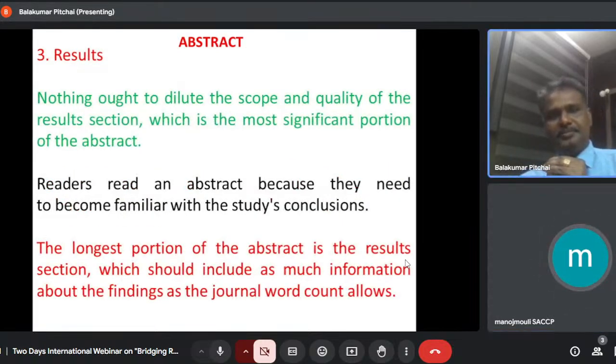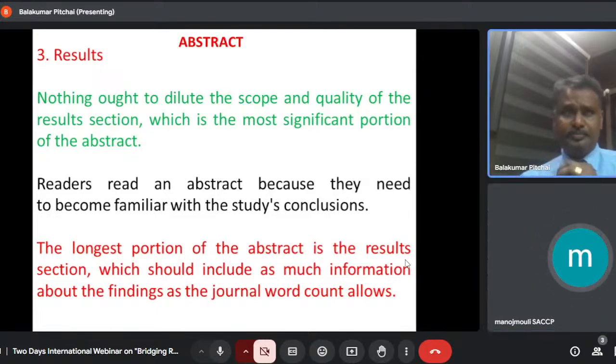Then results. Here you can take more words because normally the abstract is restricted to 200 to 250 words, and some journals might ask you to come up with a 150-word abstract. Accordingly, you have to design the abstract. And whenever you write results in an abstract, there must be some numerical value. For example, p value less than 0.05 or more than 0.05, not significant. This much percentage variation, the odds ratio, whatever it may be, some numerical value should be there in the results.